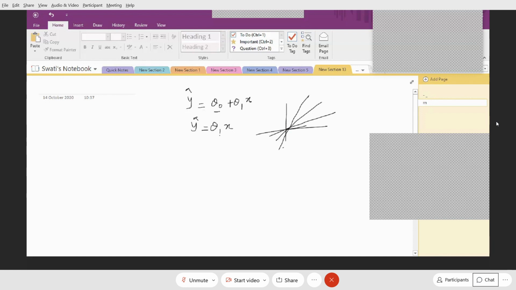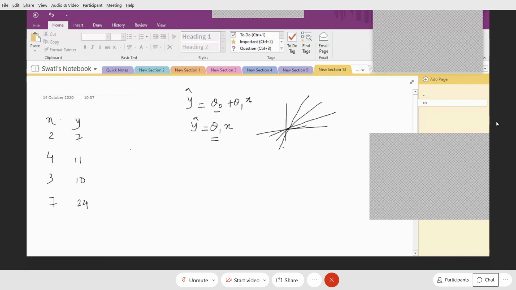Assuming that your line is always passing through the origin, the data set given is x and y: x is 2, 4, 3, 7, and y is 7, 11, 10, 17, 21, 24. So these are the points that we have. This is my x, this is my y, and I'm interested in finding out what theta value can best define this equation.